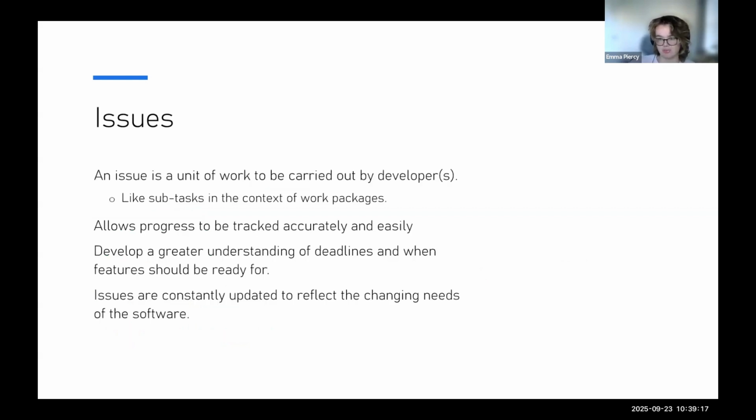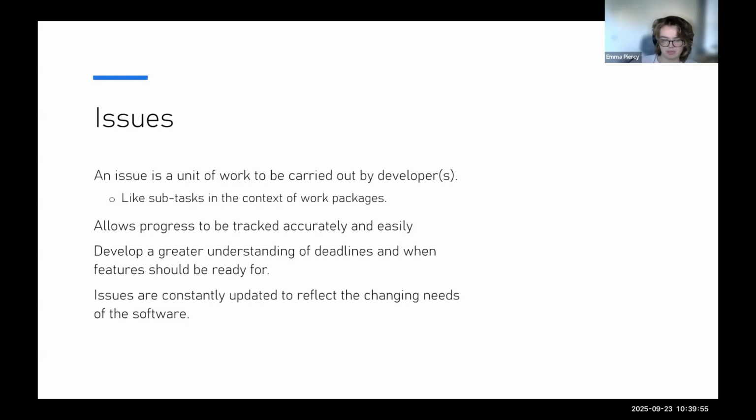So what are issues? Issues are a way of signaling a unit of work to be achieved by someone or a group of people. So they allow progress to be tracked really easily and accurately. They develop a great understanding of the deadlines and when things should be ready. This again isn't a native Git feature. This is a very common addition in a lot of instances of using Git. It's very rare that you'll use Git on its own nowadays, and most of it will come in the form of GitHub or GitLab.